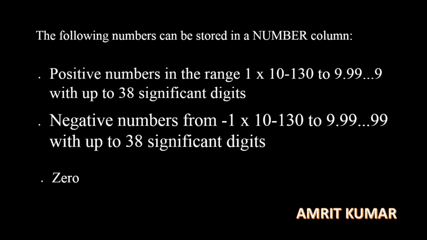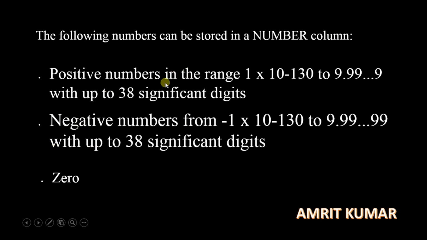So we can say that numbers can be stored in the number columns, and the following numbers can be stored in a number column. They might be positive, negative, and 0 also. Now, talking about the positive numbers in the range, the following numbers can be stored in the number columns. So in number columns we can store this type of number: it might be positive, it might be negative, and it might be 0.